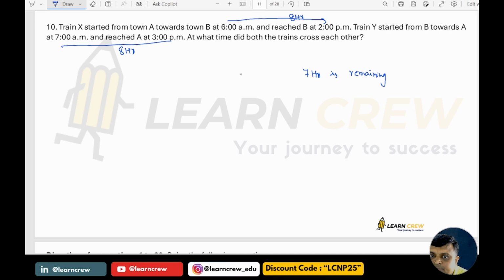So, from 7 a.m., how much distance is remaining? 7 hours of traveling distance. Now, both have started moving. So, this has to move 3.5 hours, this has to move 3.5 hours, thereby 7 by 2, that is 3.5 hours, from 7 a.m. That means at 10:30 a.m. both the trains will cross each other. Okay. Next.